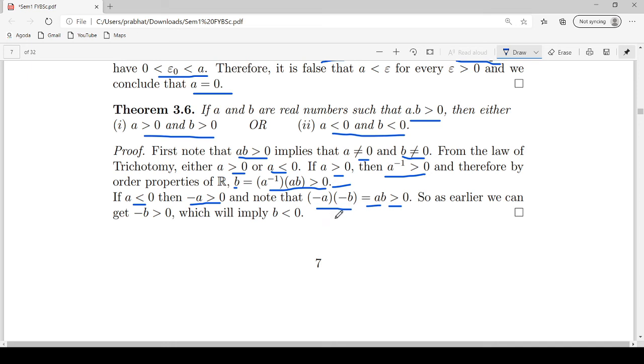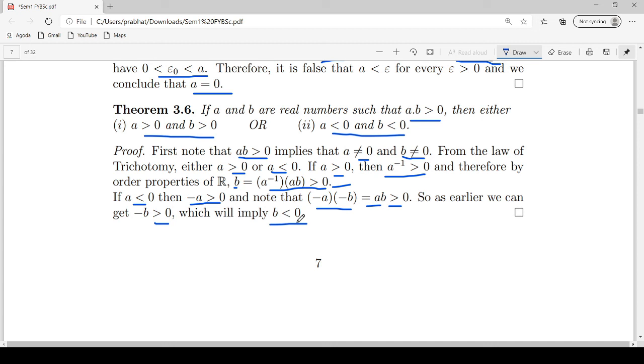Minus A into minus B is greater than 0. By using the order properties of R, I can say the product of two positive real numbers is positive. Therefore minus A inverse into minus A into minus B is greater than 0. But minus A inverse into minus A into minus B is equal to minus B. Therefore I will get minus B is greater than 0. If minus B is greater than 0, I can say B is less than 0. And that proves that if A is less than 0, then B is also less than 0. So we have proved our statement.